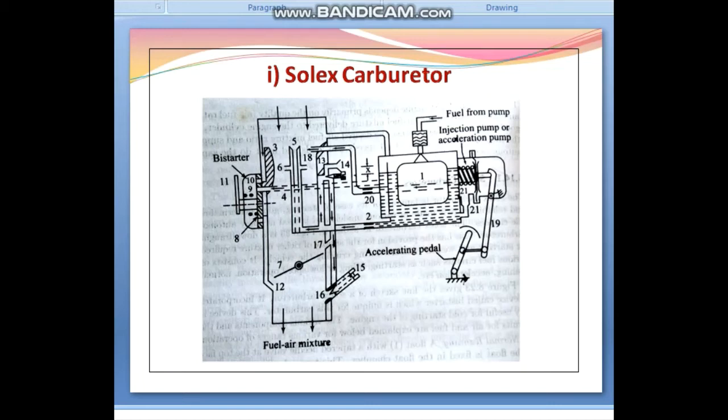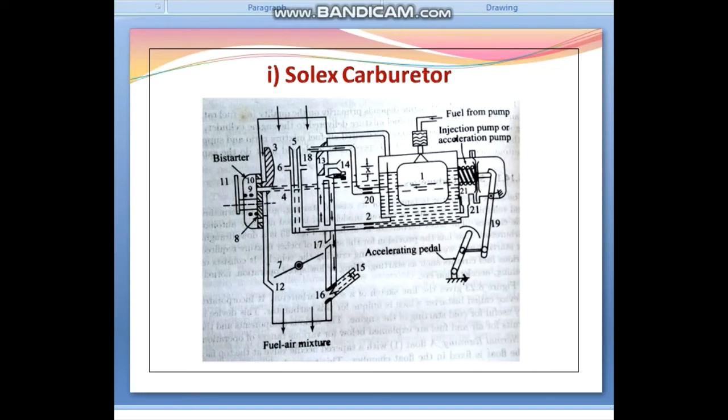Okay, now the acceleration. In order to avoid flat spot during acceleration, a diaphragm type acceleration pump is incorporated. This pump supplies extra fuel needed for acceleration through the pump injector, that is number 18. The pump lever, that is number 19, is connected to the accelerator.